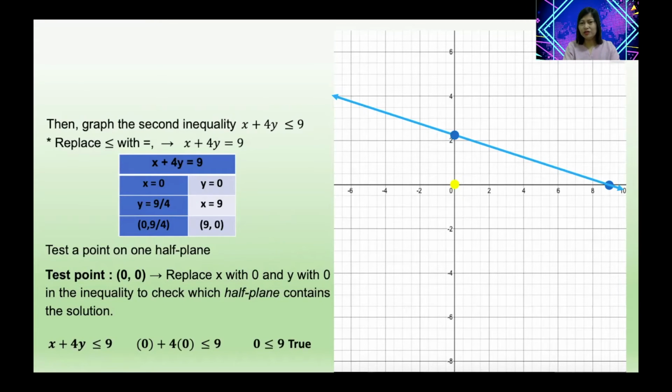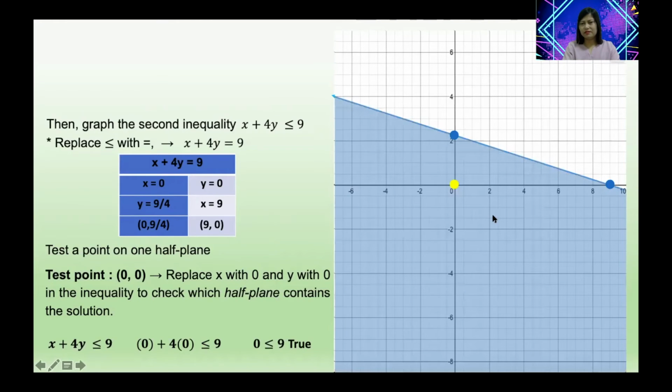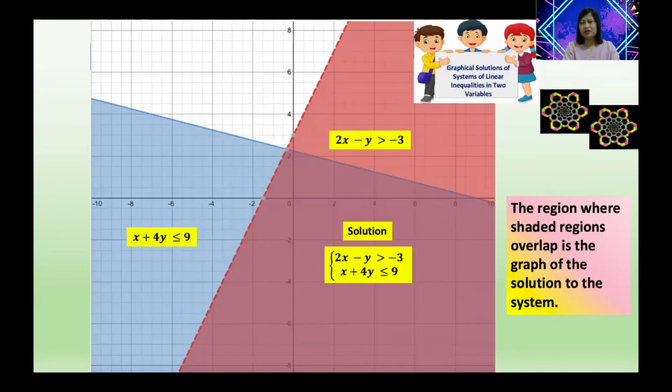So we are going to shade this region. This is now the graph of x plus 4y is less than or equal to 9. Joining the graph of 2x minus y is greater than negative 3 to the graph of x plus 4y is less than or equal to 9, we now have the graph of the given system.